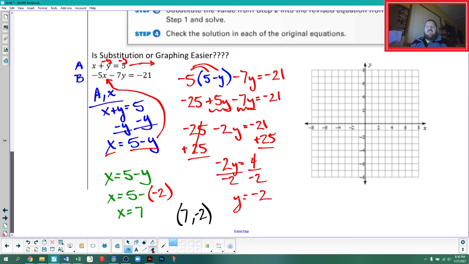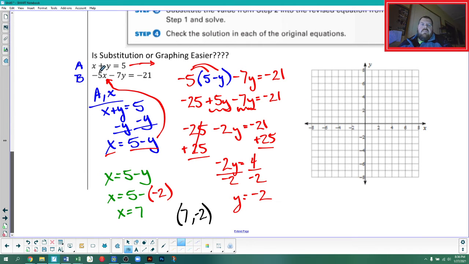If I look at graphing this, and again, this was all about which one is easier. Is it easier to graph or to use substitution? Granted, this is a lot of math work. There's a lot going on here. And I would say that that's not always the case when it comes to graphing. But there is one issue with graphing, and we're going to see it here in a second.